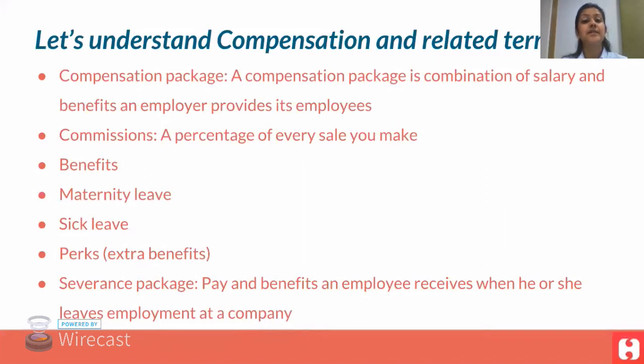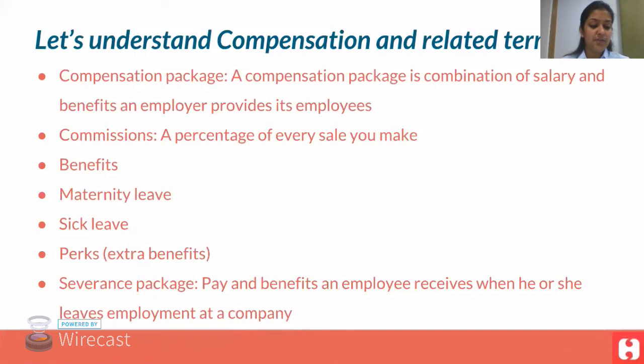Commission is a percentage of every sale you make. Certain jobs, for example, sales jobs, basically have some commission attached along with the main salary that you would be drawing. So that is a percentage of every sale you make. Maternity leave. These days we have the concept of maternity leave and paternity leave, which is given to the parents of a newborn. Then we have sick leave. In case you fall sick, you can always opt for a sick leave.